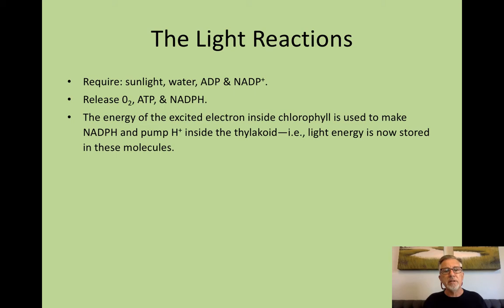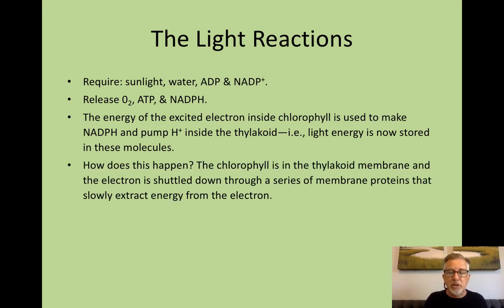The chlorophyll captures a unit of light called a photon. This causes an electron to gain energy. We call it an excited electron. And then that is used to both create a hydrogen gradient through a hydrogen pump and also to make NADPH. So the light energy has now been stored in these molecules.